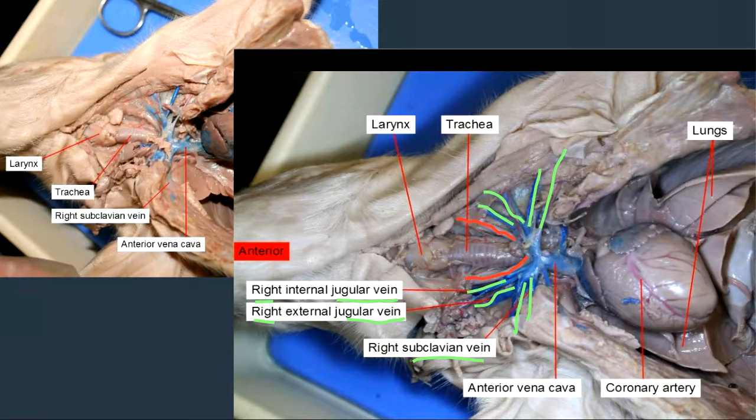So remember, blood is traveling in this direction, and it goes into the anterior vena cava. Here's another view. You see the anterior vena cava. Very similar, and it just shows the subclavian veins a little bit better. It passes through here.